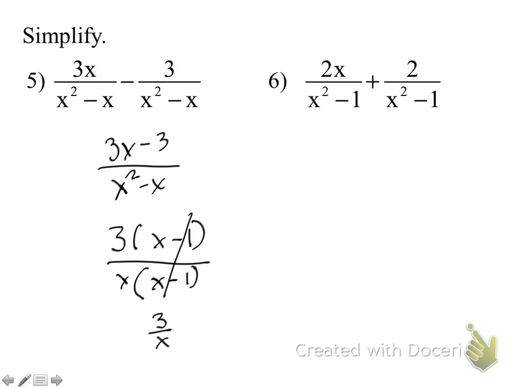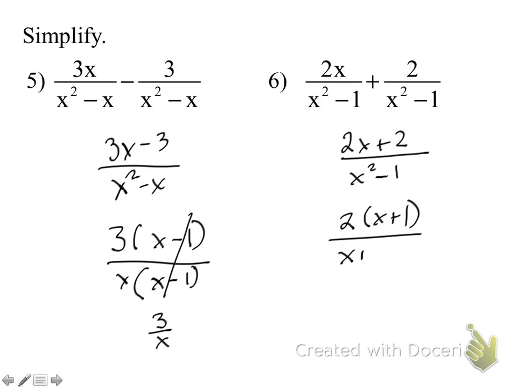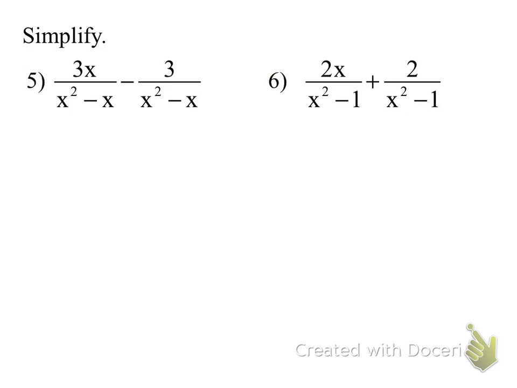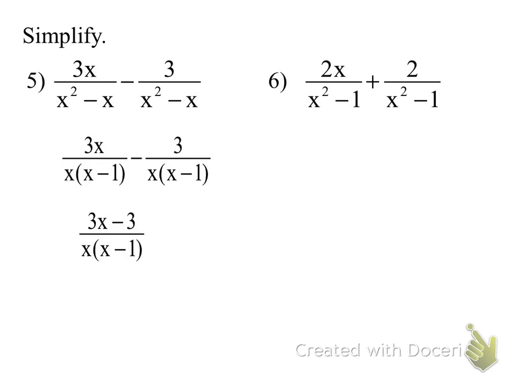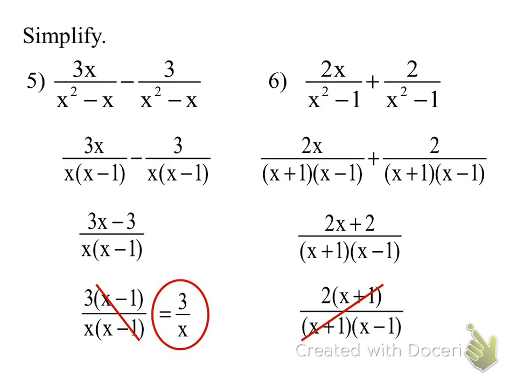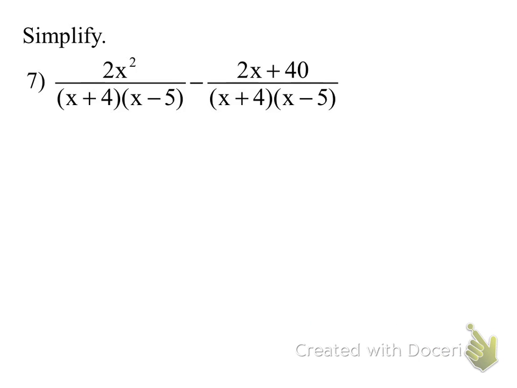Questions? Next one, we're going to do 2x plus 2 all over x squared minus 1. We factor 2 times x plus 1. In the denominator, I have x plus 1, x minus 1. We can cross cancel, and we're left with 2 over x minus 1. Questions? Last problem. No more difficult. Here we go. Okay, last problem. Go.